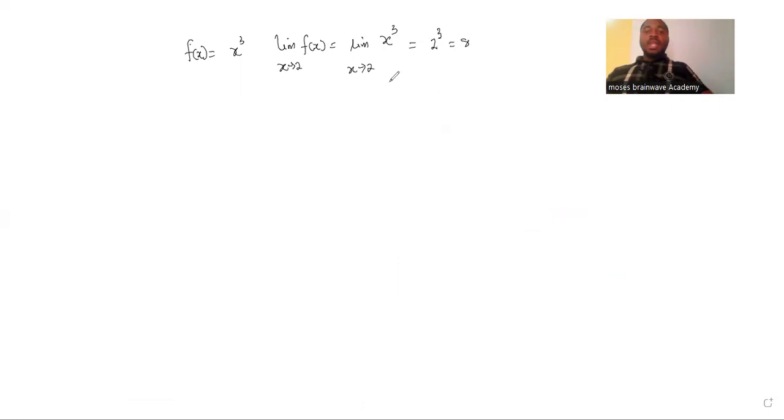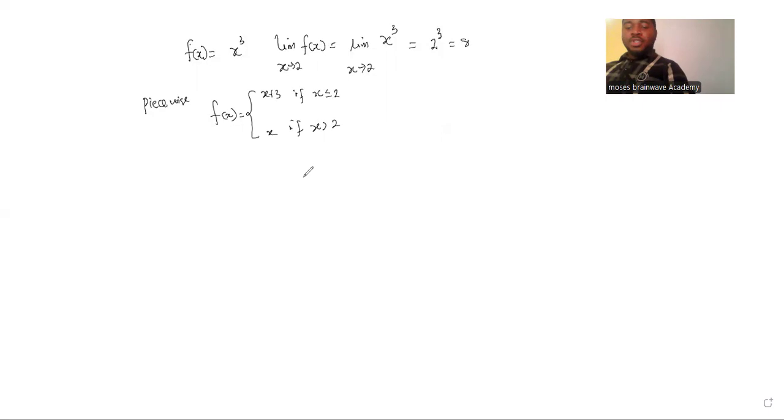Now, what if we have a piecewise function? For instance, I have f of x defined such that it is x plus 3 if x is less than or equal to 2, and then it is x if x is greater than 2.